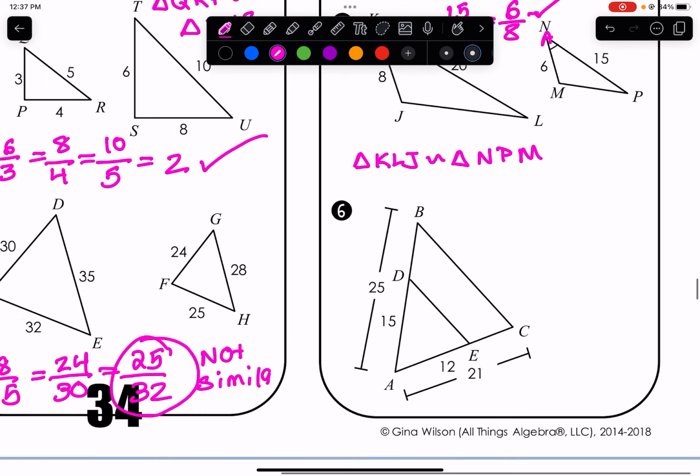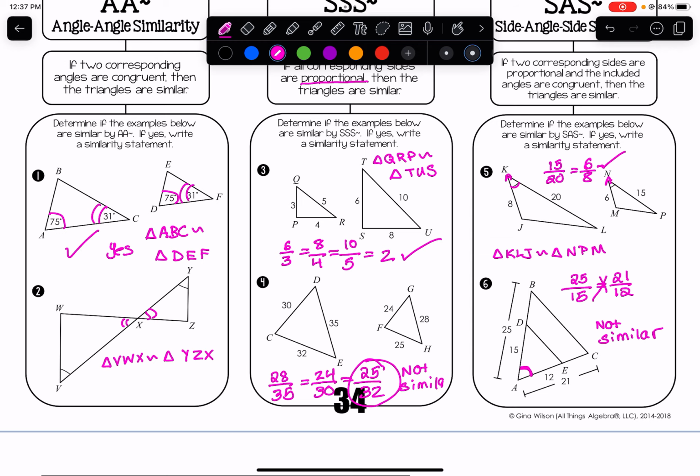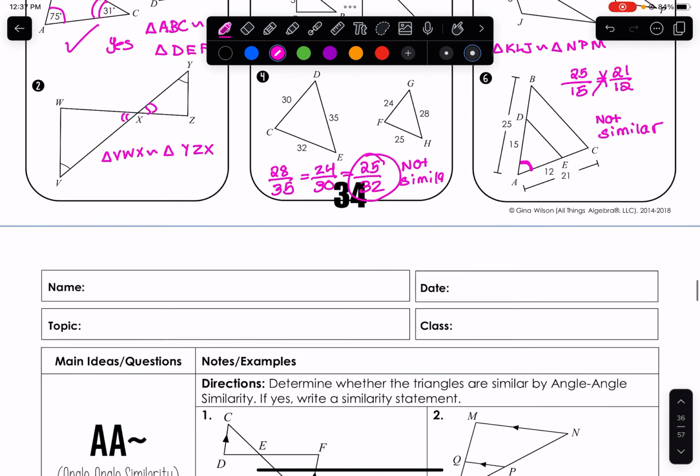So for number 6, again, they don't have an angle marked, but we know that the angle is shared, so we do have an angle. So now we have to look and say, is 25 over 15 equal to 21 over 12? Well, 25 divided by 15 is 1.6 repeating. 21 divided by 12 is 1.75, so these are not the same, so these are not similar. So those are the three ways that we can prove that some triangles are similar.